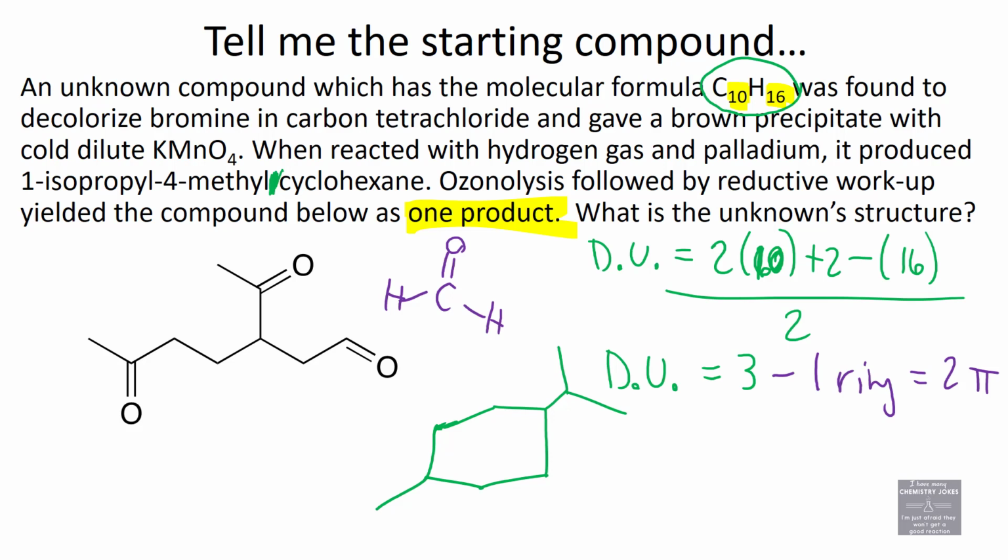So it says, ozonolysis with reductive workup yielded the compound below as one product. What they did not tell you is this product was excluded, because you can deduce that that product has to have been there.